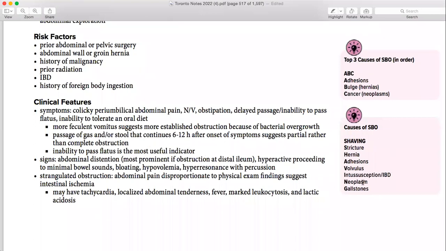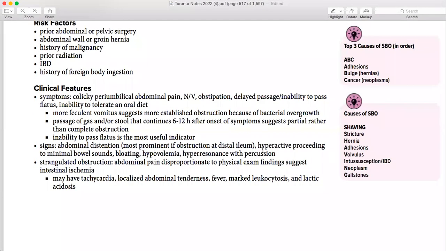So these are all the causes. If you cannot remember all of them, it is very nicely written here, so at least remember the top 3. I would suggest you remember these ones, but if you make a concept, it will be very easy for you. But if you are still at a very low level and cannot remember it, at least do these ones. Okay. Then come the signs: distension, hyperactive bowel sounds, bloating, hypovolemia, hyperresonance.